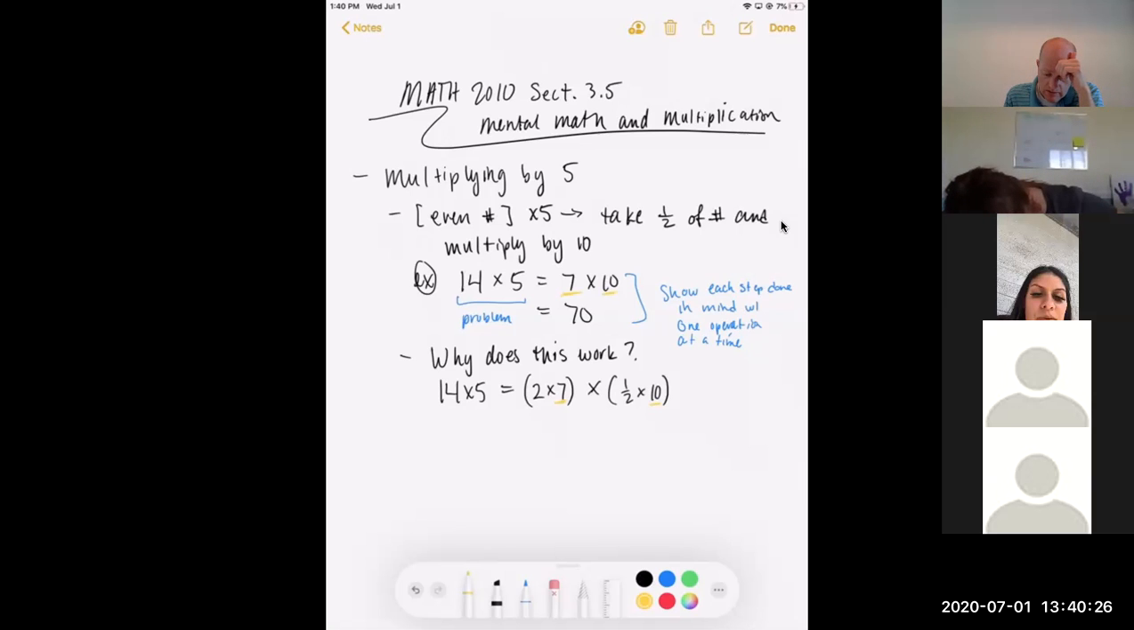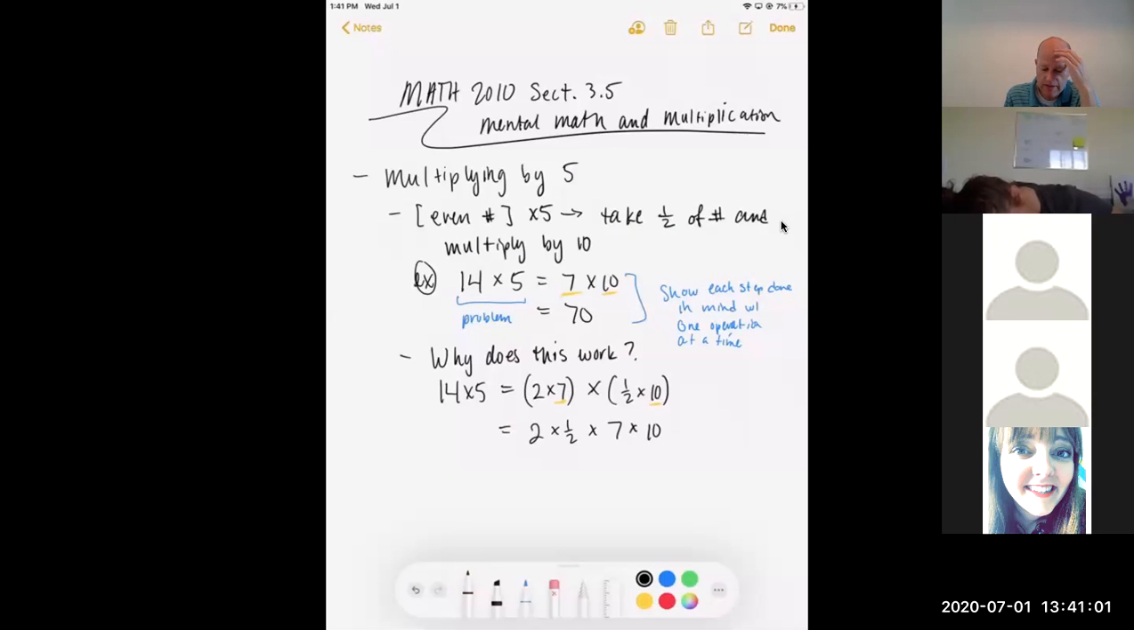Okay, so kind of like disregarding the halving and doubling. Since 5 is half of 10 and 7 is half of 14, when I think about, okay, just take half the number and then multiply by 10, I'm ignoring the doubling and the halving, but they actually kind of cancel out because they'll multiply to 1. When I have this equation, I can group the 2 and the 1/2 together. And then have the 7 and the 10 at the end. Now, what mathematical property says I can do that? What property of arithmetic?